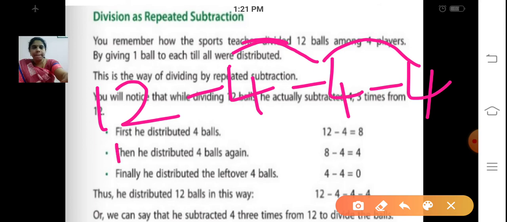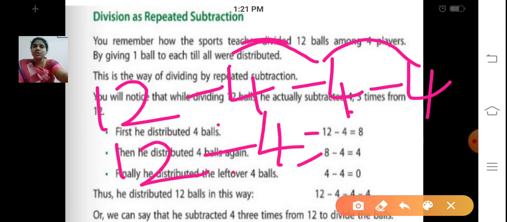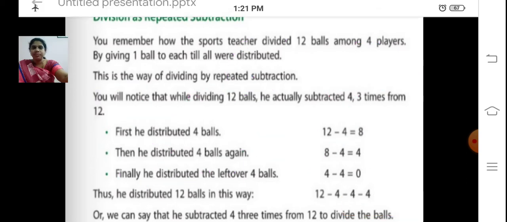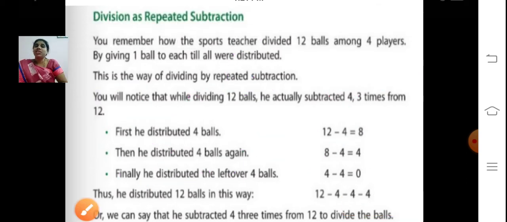So 12 divided by 4 is equal to 3. How many times have we subtracted 4? 3 times. So when we divide 12 by 4, 12 divided by 4 is equal to 3. We subtracted 4 three times. So 12 divided by 4 is equal to 3. So this is repeated subtraction.